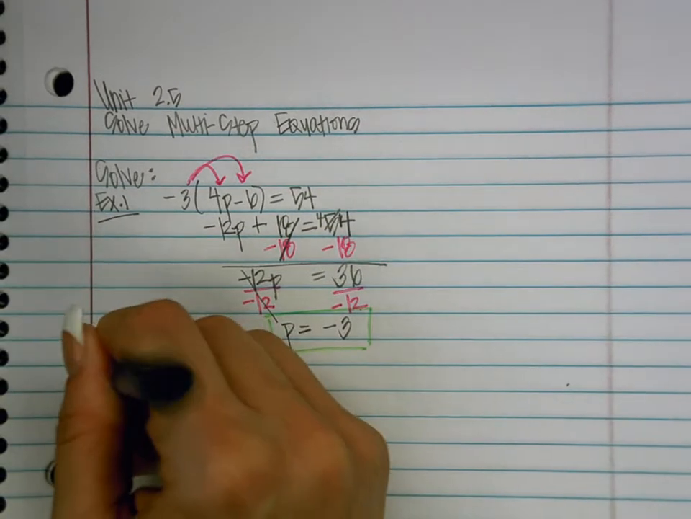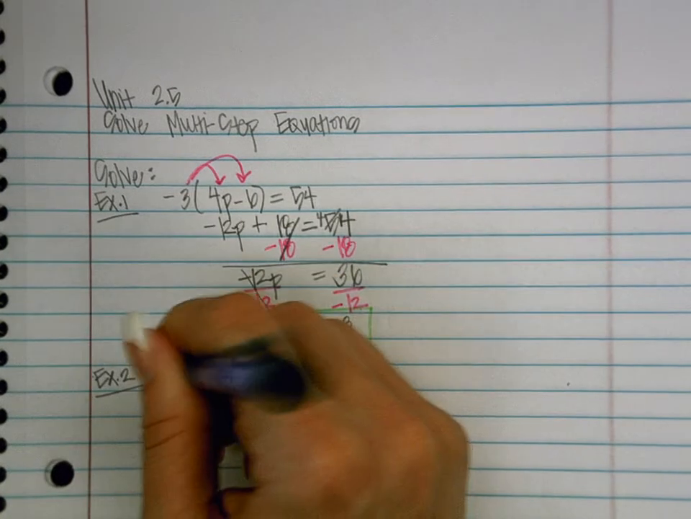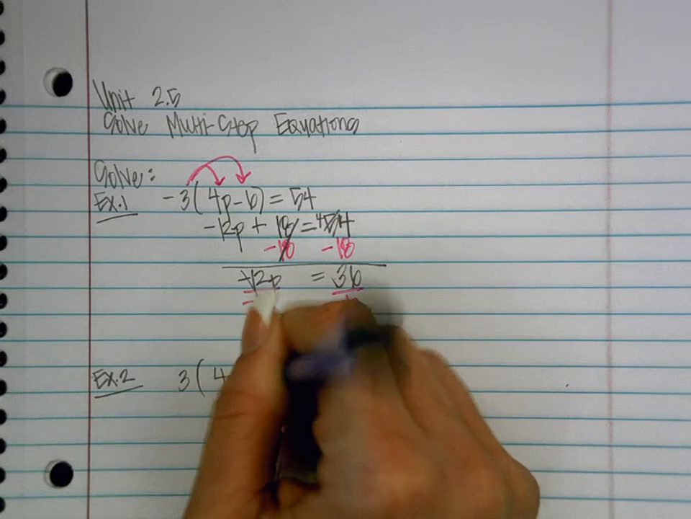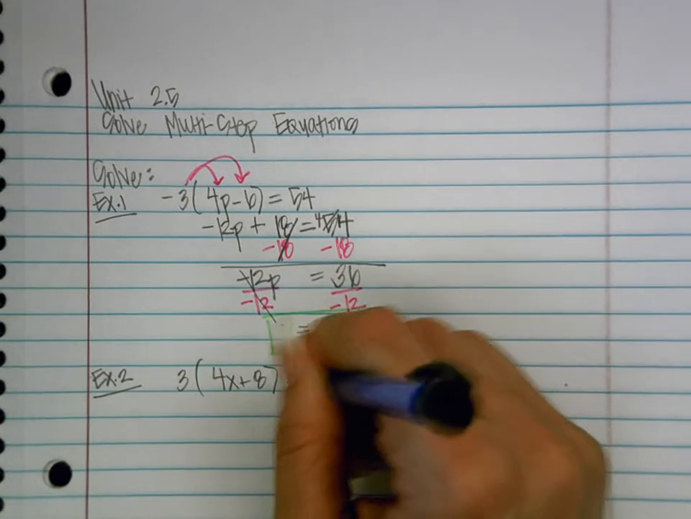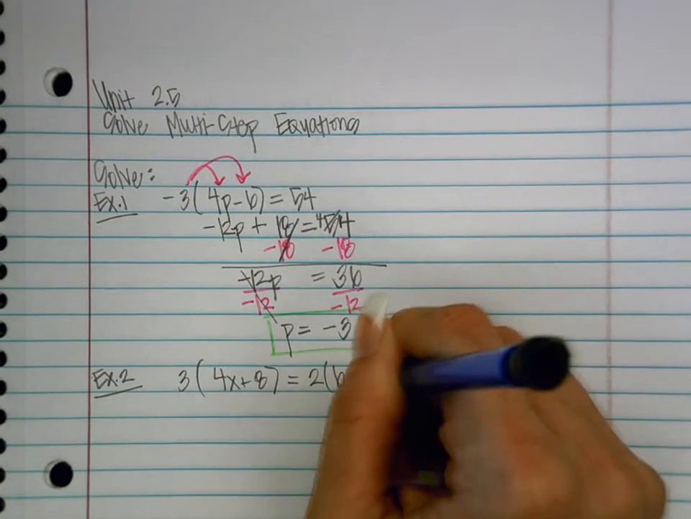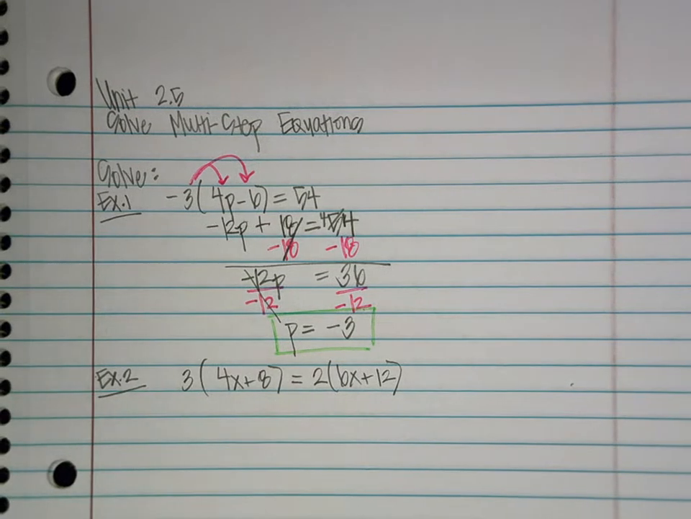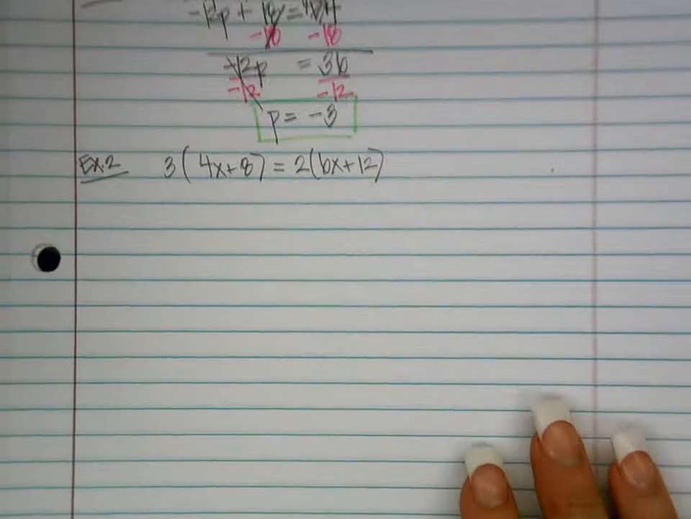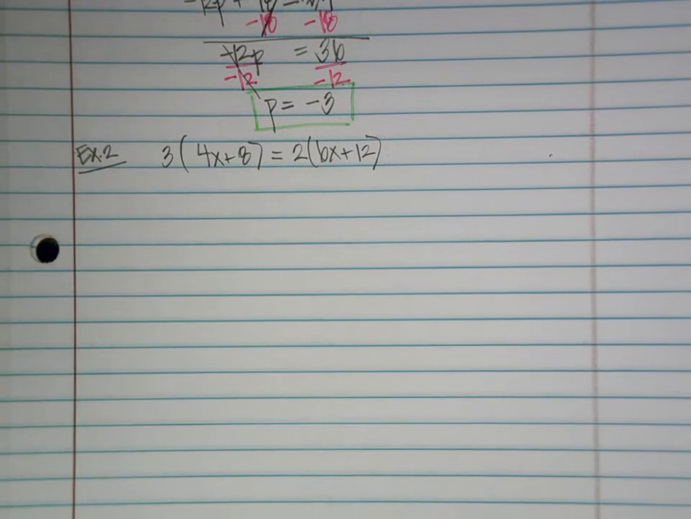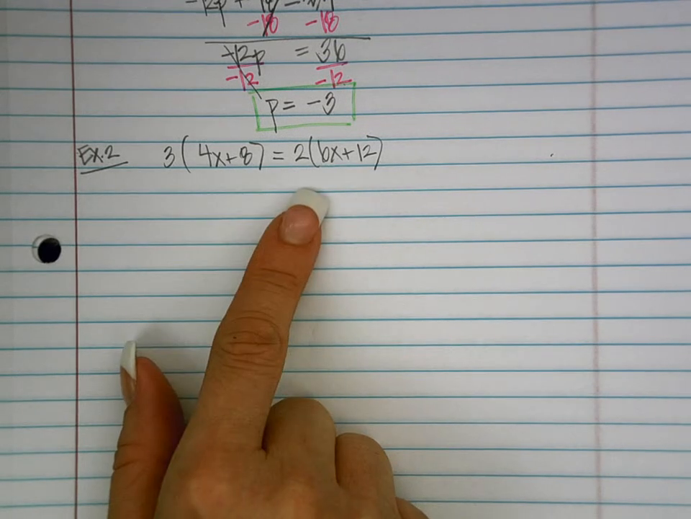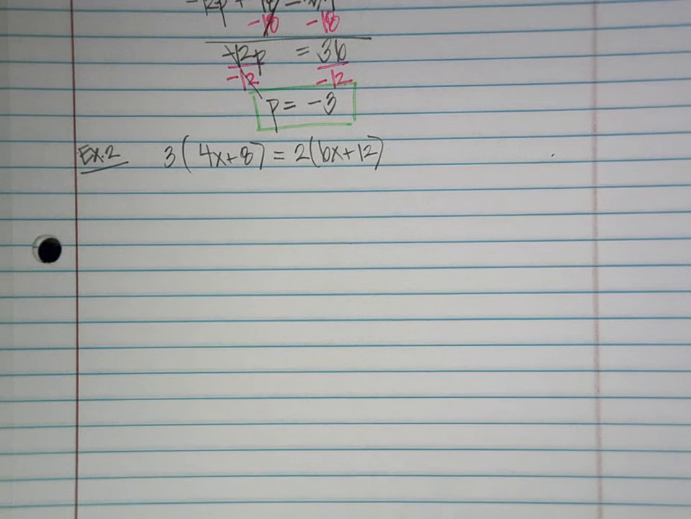For number 2, I would like you to try 3 times (4x plus 8) equals 2 times (6x plus 12). 3 times (4x plus 8) equals 2 times (6x plus 12).